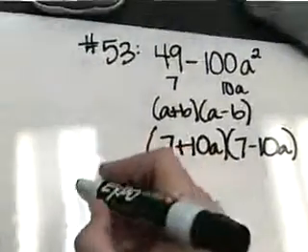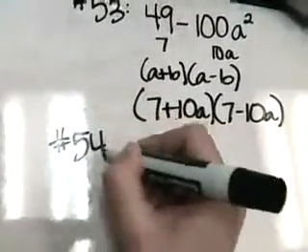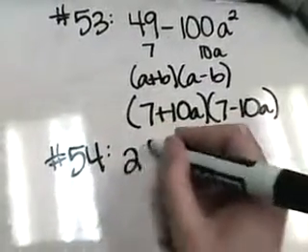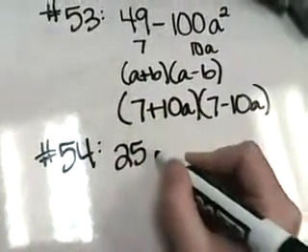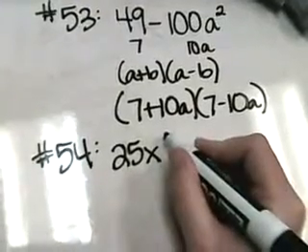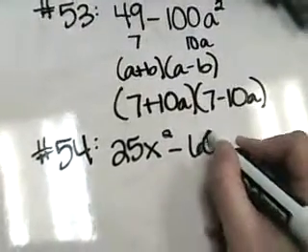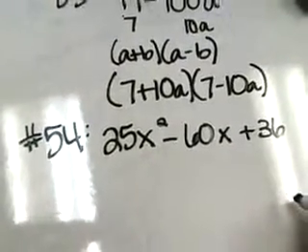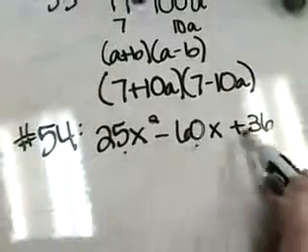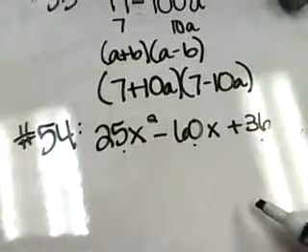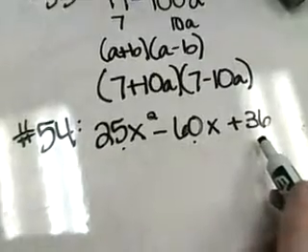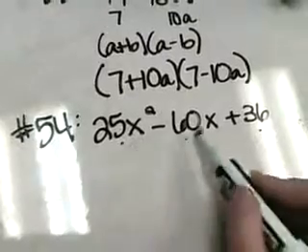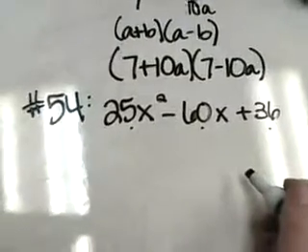Let's look at number 54. 54 says 25b squared, and I'm going to change that to x because I don't like the variable b. Mine always look like 6's. Minus 60x plus 36. Back to three terms here. 1, 2, 3. Can I take anything out? 25, 60, and 36? No. And they don't all have x's, so I can't take anything out there.